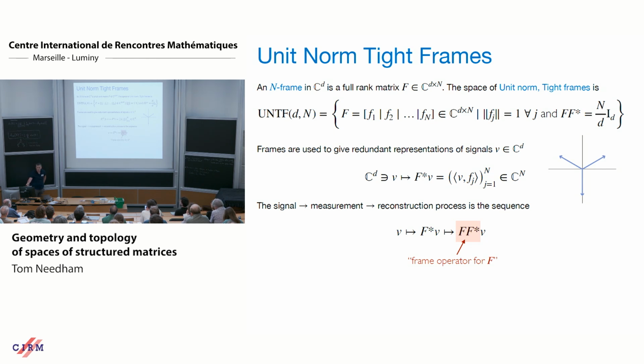The multiple? Yeah, that's a good question. In general, tightness is just saying a multiple of the identity. If I also impose unit normness, then it has to be that multiple. And you can figure out why that's the case.